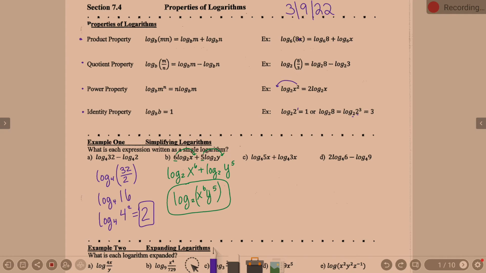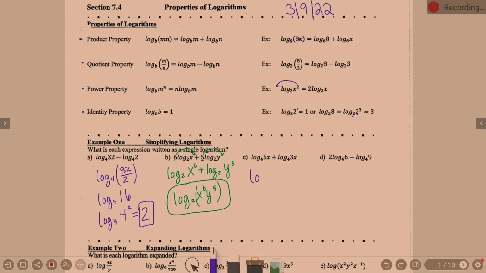What rule can I use from above? Product again. I have two logs being added. Do they have the same base? Yes, so I can rewrite them as one log. Did I have any numbers out front I needed to worry about this time? No, they're both just logs. So we don't have to worry about that power property. We're just going to put this together.